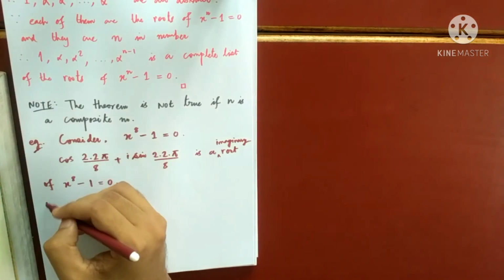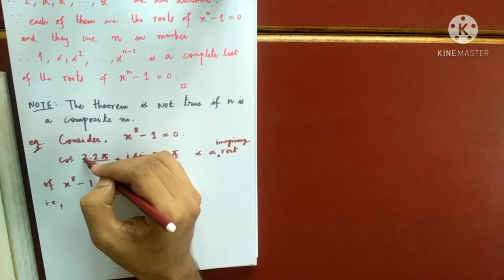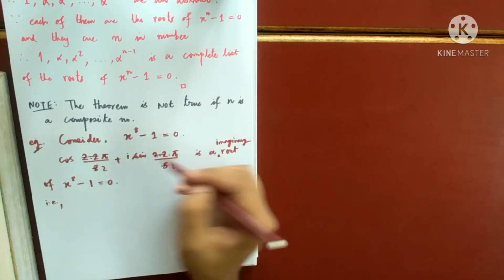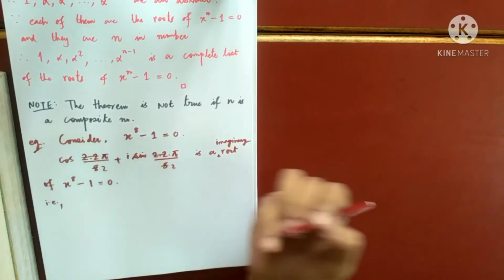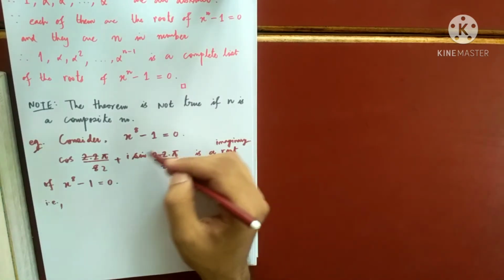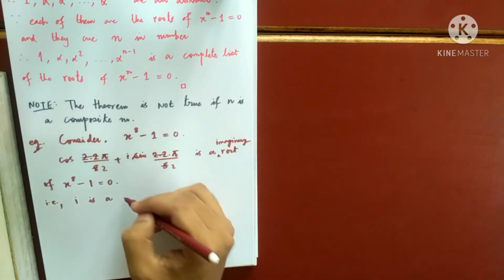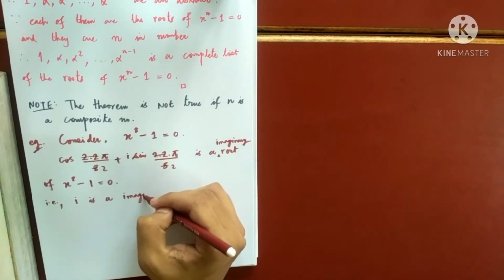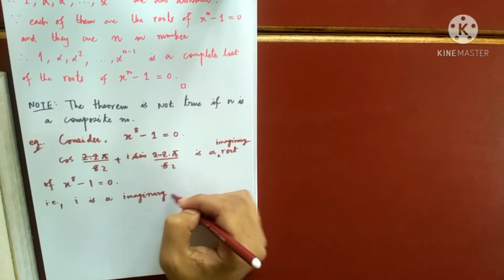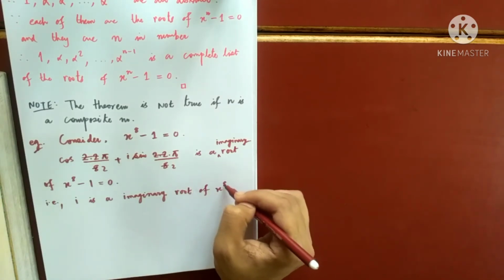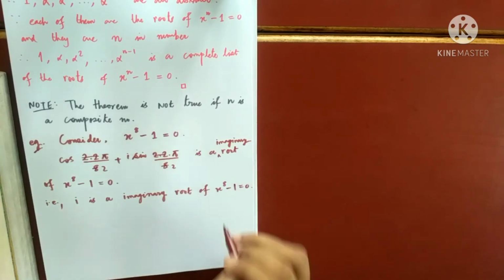Let's see what this is. This is 4, so this is pi by 2. What is cos pi by 2? Cos pi by 2 is 0 and sin pi by 2 is 1. So I am remaining with i. That means i is an imaginary root of x to the power 8 minus 1 equals 0.